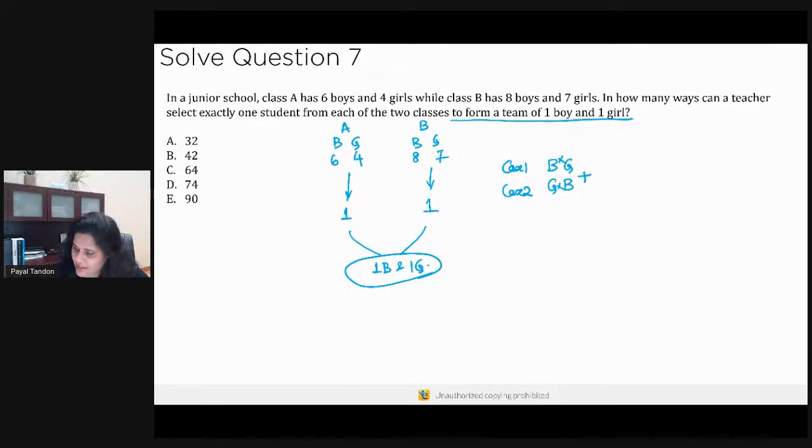So the correct answer over here is: how many ways can you select 1 boy from 6 boys? 6 ways. So this 6 over here. How many ways can you select one girl from 7 girls over here? 7. Likewise, what do you get over here? 4 times 8. So the correct answer over here is 74. Okay, that's your correct answer over here.